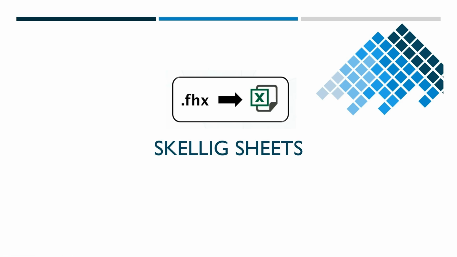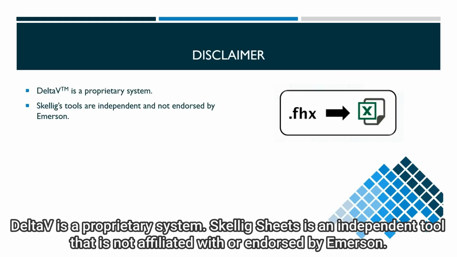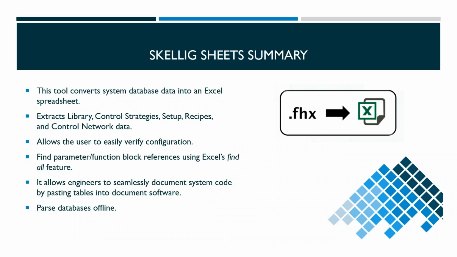I'm a senior automation engineer at Skellig, and in this video, we're going to be showcasing our software tool called Skellig Sheets. Skellig Sheets is a tool created by myself which converts DeltaV data into Excel files. A quick disclaimer before we get started, DeltaV is a proprietary system, and Skellig's tools are independent and not endorsed by Emerson. Skellig Sheets can extract most data found in Explorer, so classes, instances, recipes, I/O, sequences, etc.